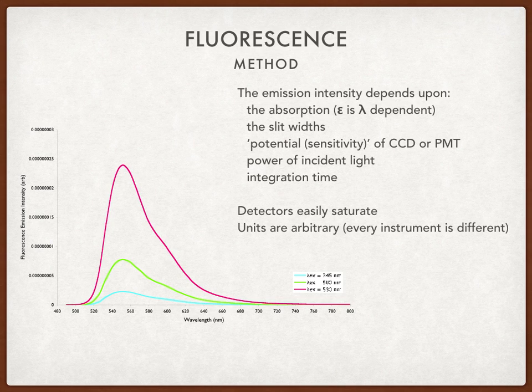Fluorescence is an interesting one in that every instrument will give me a different fluorescence intensity. I can normalise as best as I can, but ultimately always fluorescence emission is measured in arbitrary units. Detectors are very easily saturated, and it should be checked that we're within the linear range of the instrument.